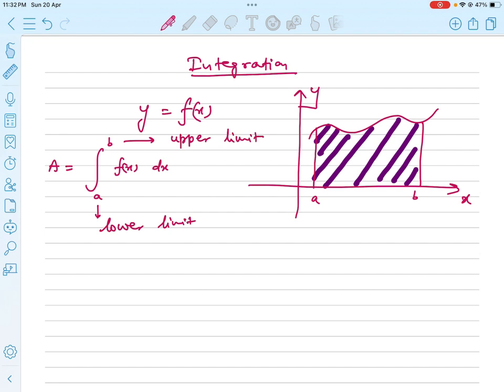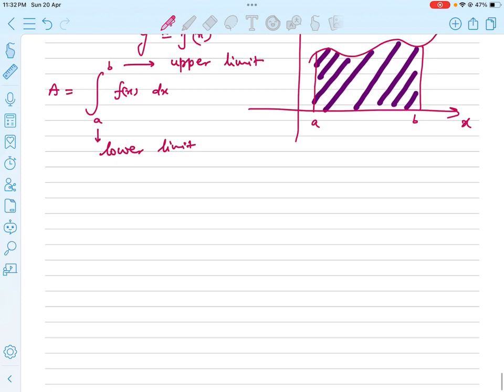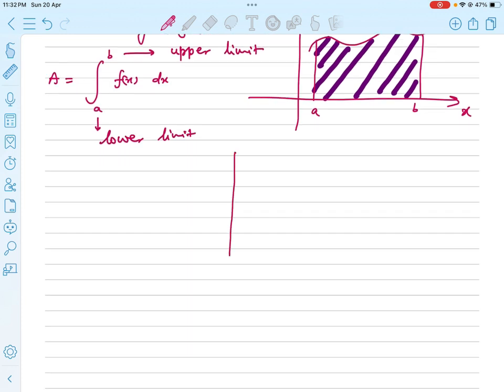Now let's try to understand how this integration works, because I have just written the formula integration f(x) dx, but where is it coming from? That is what we are trying to understand from this discussion now. So let me make the figure once again. So I have this axis x and y, and I make this shape, and as I told you, I am interested in finding out the area between 2 points A and B, and I want to find out the area enclosed by this graph with the x-axis.